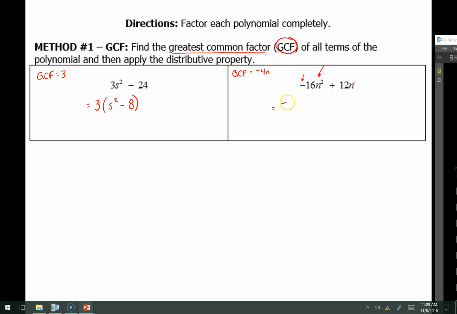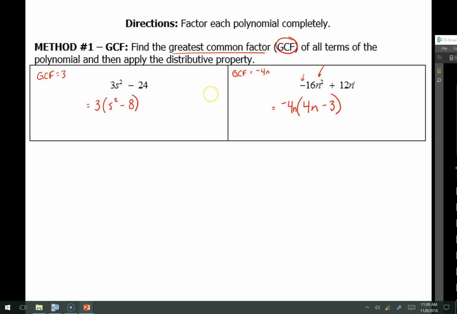When we remove the negative 4, negative 16 divided by negative 4 is positive 4. And n squared, we're taking out that n too, n squared divided by n leaves us with just that one other n inside. The second piece is going to leave us with negative 3, because positive 12 divided by negative 4 is negative 3, and then this n got factored out, so there's no variable left here.